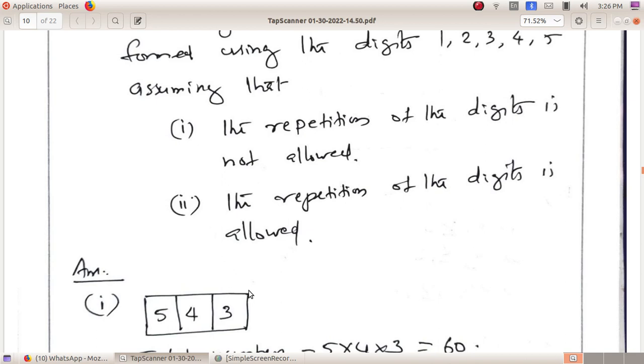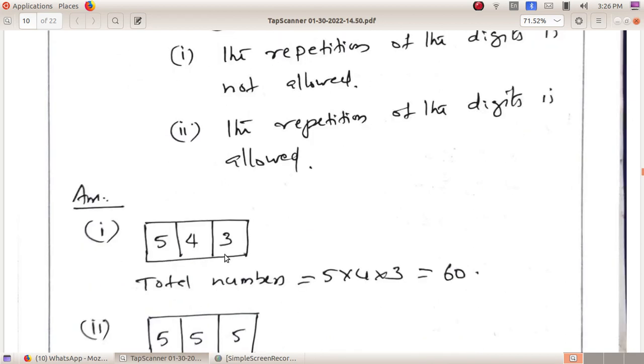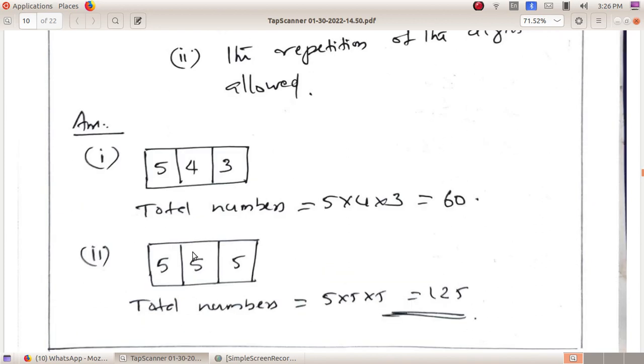Then by the principle of multiplication, or principle of counting, what is the total answer? Total number is 5 into 4 into 3, that is 60. When repetition is allowed, any of the 5 numbers can be written here, and we are permitting the repetition. So the number used here can also be used here, that is 5, 5, and the same number can also be used here. So 5 into 5 into 5, 125, because repetition is allowed here, and in the earlier case repetition is not allowed.